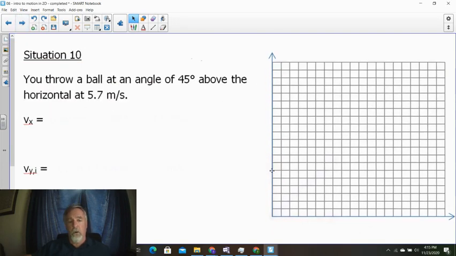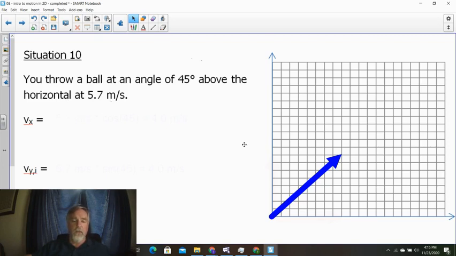All we're going to do is go at 45 degrees. There's our vector, 45 degrees above the horizontal. There's our 45 degrees measured above our x-axis. And we're going to throw it with a velocity of 5.7 meters per second. This is the same thing that we did in problem number 2.